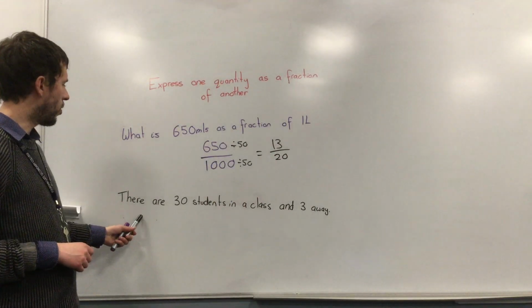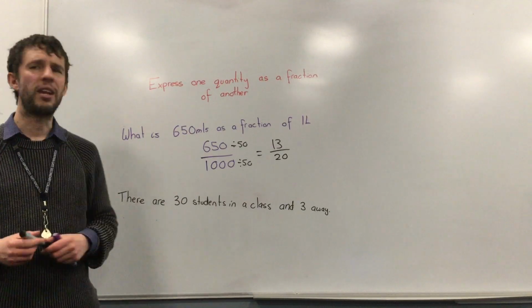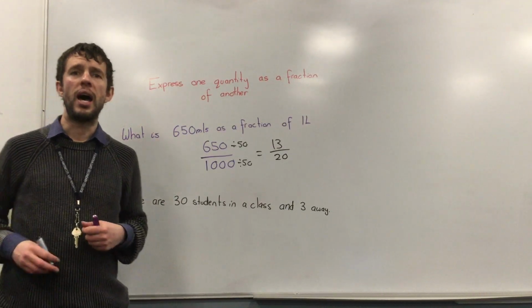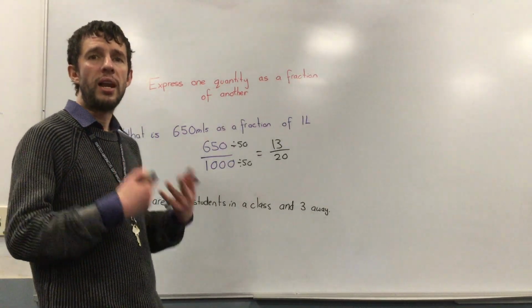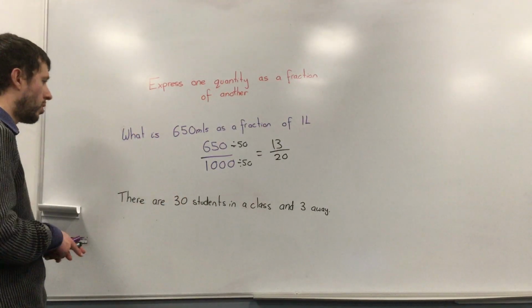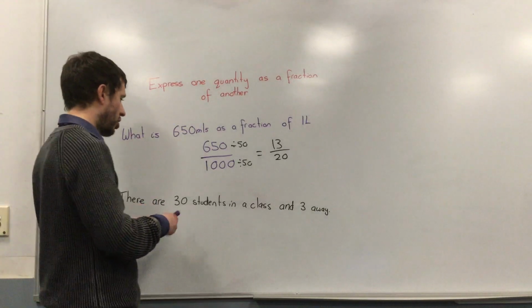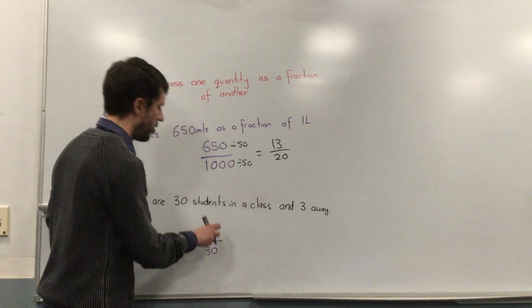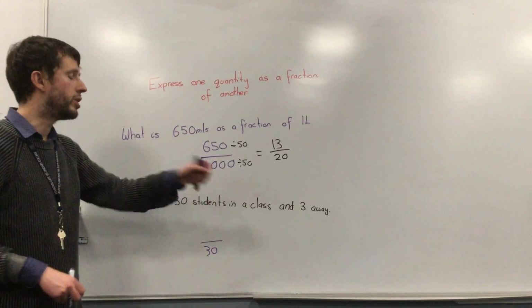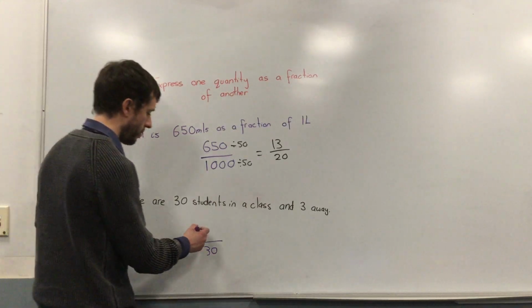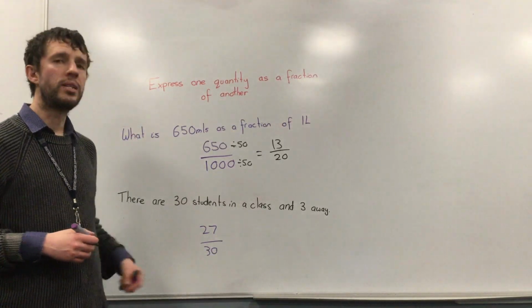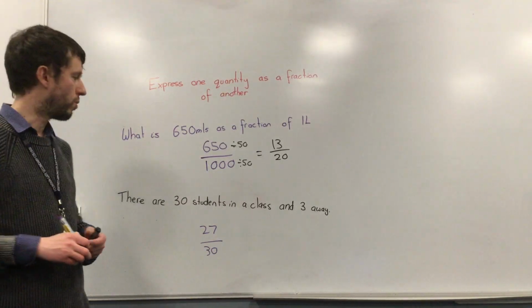Exactly the same as when we're looking at there are 30 students in a class and 3 are away. How many students are at school in the classroom? Well, if I know the total amount of students is 30, the amount I have at school would be 30 take 3 equals 27. So expressing it as a fraction would be 27 over 30 are at school.